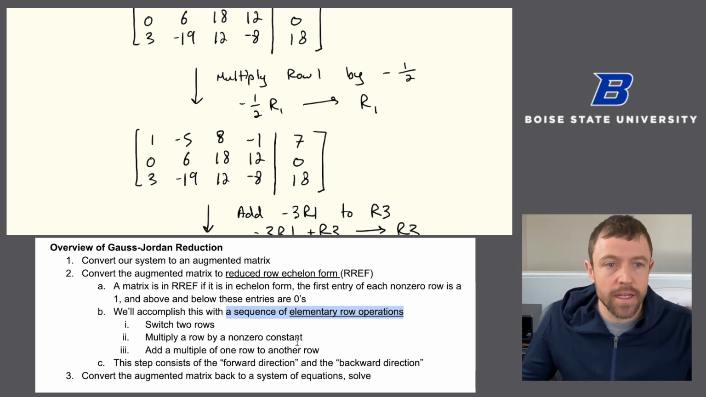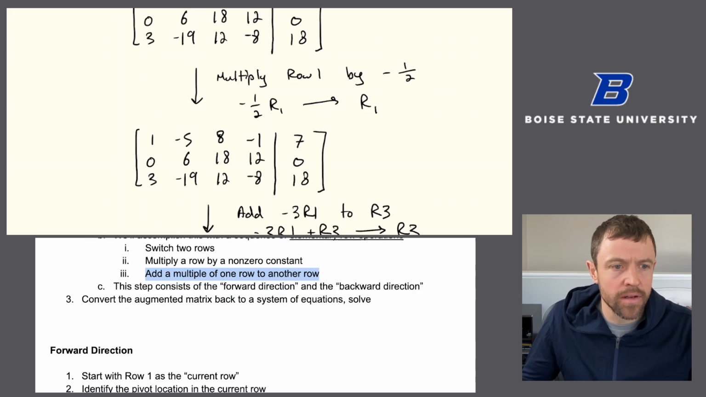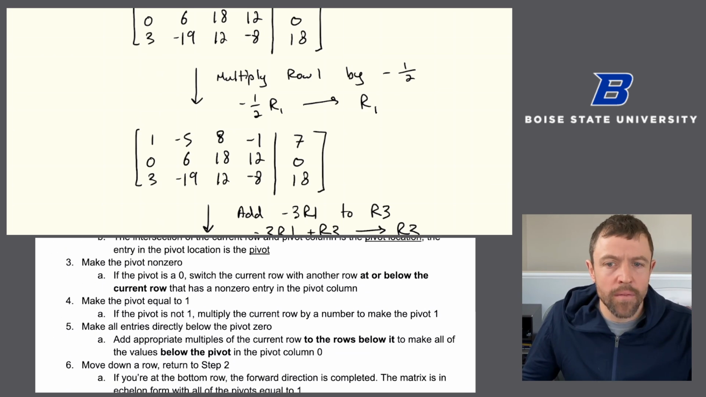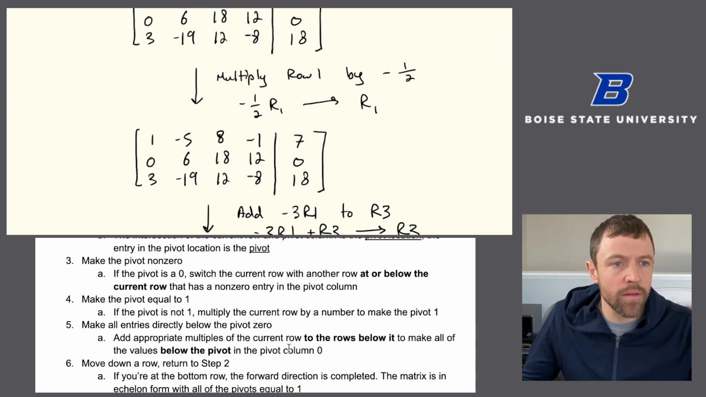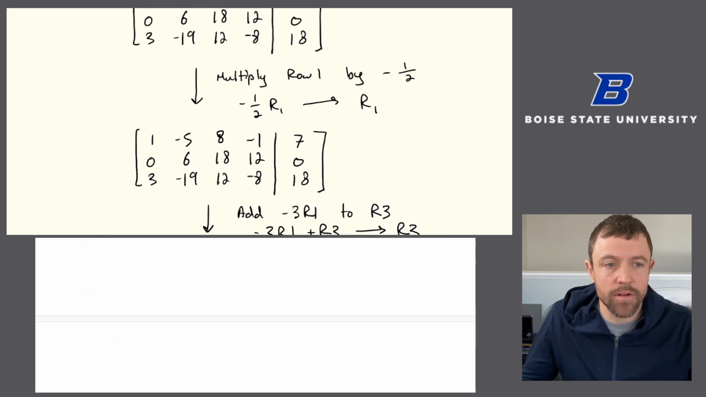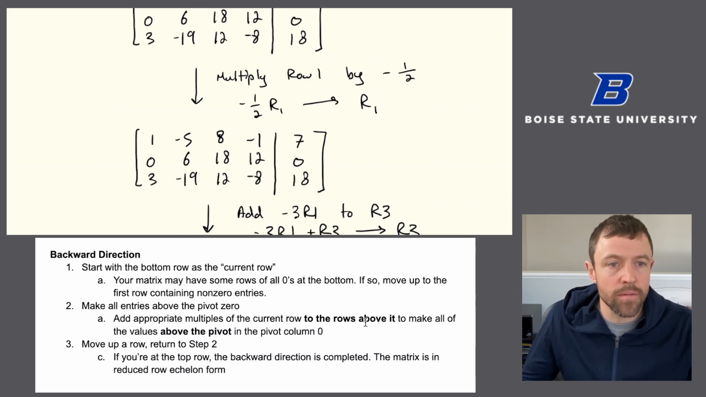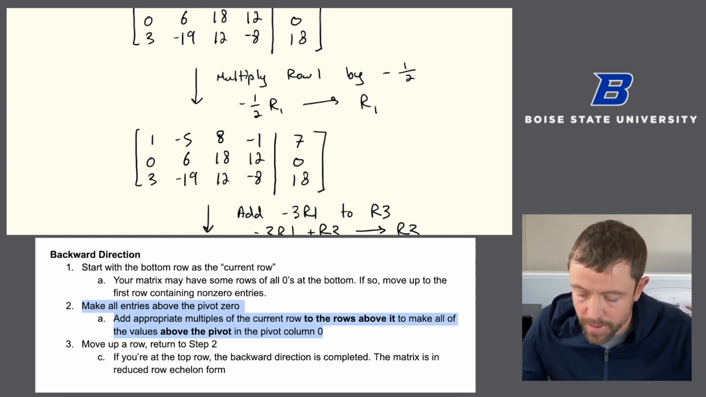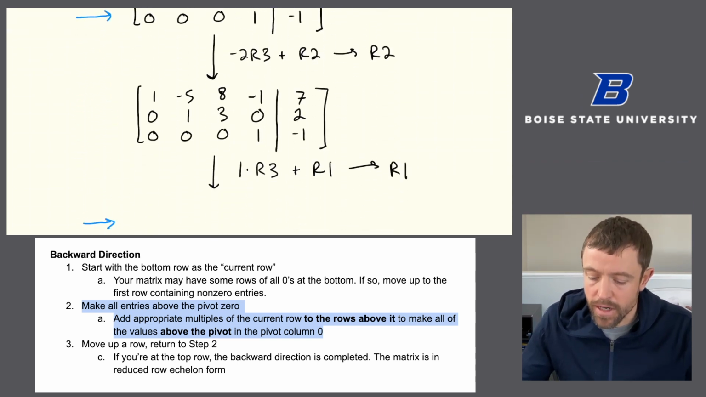All right, there's one place, though, that we can get away with this. And that is, if we're adding multiples of the same row to a bunch of other rows, we can do that all at once. And so in particular, when we're making the entries below the pivot 0, we can get rid of all those entries at the same time. You have to be careful, but you can do them all at once. And similarly, in the backward direction, making all the entries above the pivot 0, you can do that all at once. And I want to show you what I mean by going to this step in the backward direction.